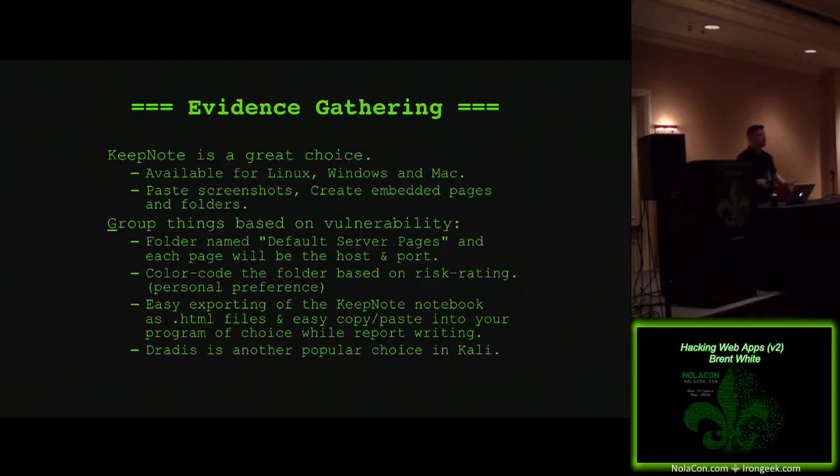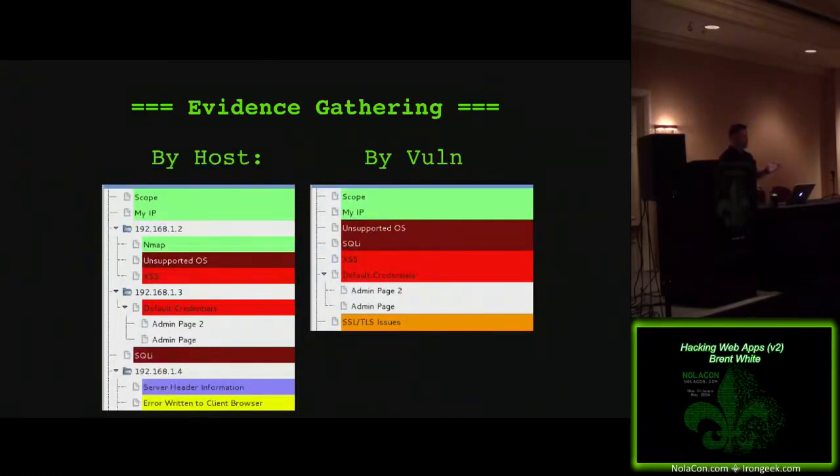I know there are several options out there, but again, these are my personal preferences. KeepNote is my first choice. It's available in Kali, Windows, as well as Mac OS. You can basically put screenshots in it, you can script things inside of it. When you're done, if the client wants all of your raw notes of everything you found, you can simply export it to HTML and just send it right over to them. It's very easy. Here's a screenshot of how I like to do my evidence gathering.